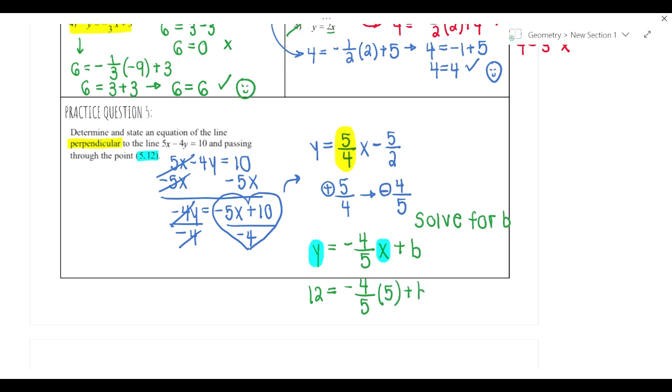Okay. Let's continue our work here. I have 12 on the left side. On the right side, negative 4/5 times 5 leaves me with negative 4 + b. And to get b by itself, I am going to add 4 to both sides, so that the negative 4 and the positive 4 cancel out on the right side, and really b is equal to 16.